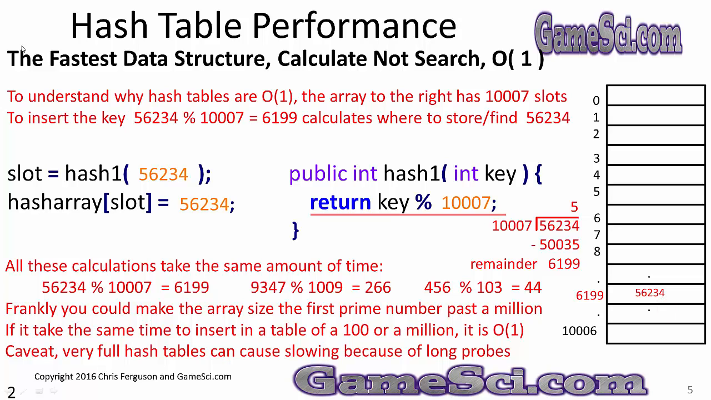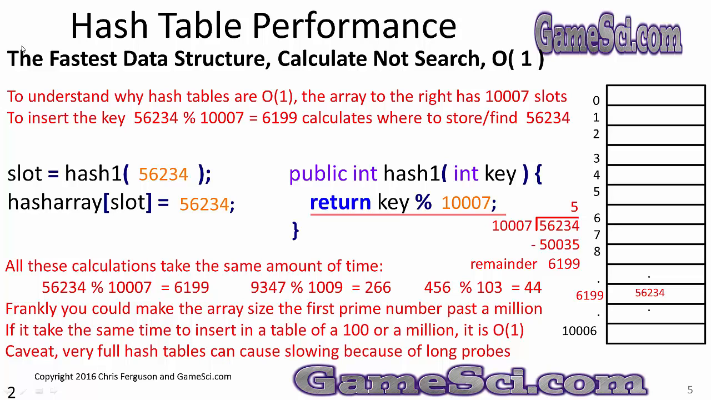What you need to understand is all of these calculations take the same amount of time. 56234 modulus 10,007 equals 6199. 9347 modulus 1009 equals 266. 456 modulus 103 equals 44. These are all 32 or 64-bit calculations. It takes the same amount of time. Frankly, you could make the array size the first prime number past 1 million, and it would still take the same amount of time.